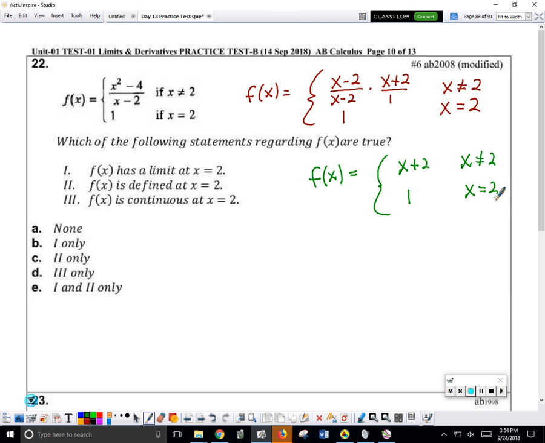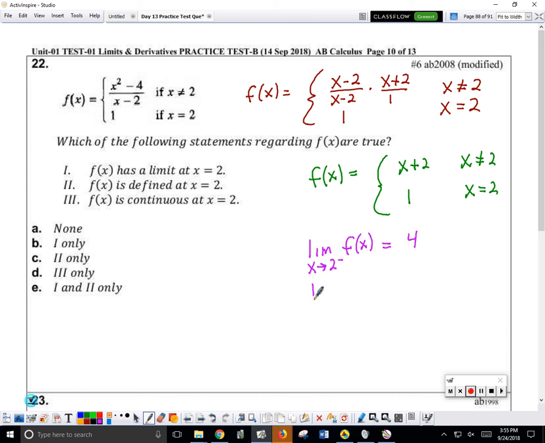So if we're going to do the left-hand limit, let's see. So we do the limit as x approaches 2 from the left. Someone tell me how I think through what to write here. Well, if it doesn't equal 2, then you would use the top one because it's a little bit less than 2. So then you do 2 plus 2, which is 4. Very good. So this limit is 4.